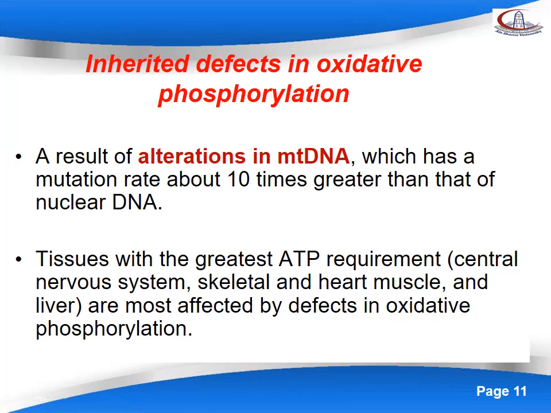What are the inherited defects of oxidative phosphorylation? Inherited defects of oxidative phosphorylation result from alteration of mitochondrial DNA. Mitochondrial DNA mutations have a greater incidence, about 10 times that in nuclear DNA. Tissues with the greatest requirement for ATP will be affected, since no oxidative phosphorylation means no ATP. So cells depending on ATP, such as the CNS, skeletal muscle, and the heart, will be more affected by this deprivation.